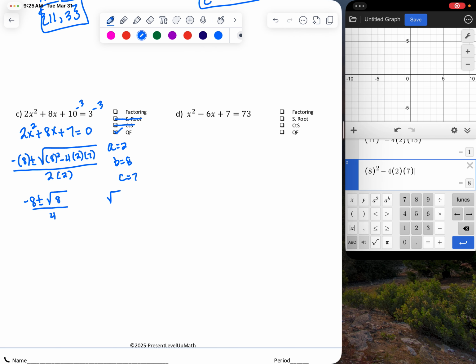All right, square root 8. Now, I already know that square root 8 would simplify to square root 4 times square root 2, which is 2 square root 2. So when I simplify this, I'm getting negative 8 plus or minus 2 square root 2 divided by 4. Now, you can leave it like that, but your teacher may want you to simplify this further because each of these has a common factor of 2. So 4 divided by 2 is 2. 2 divided by 2 is 1. Negative 8 divided by 2 is negative 4. So to simplify this, I would say negative 4 plus or minus square root 2 over 2.